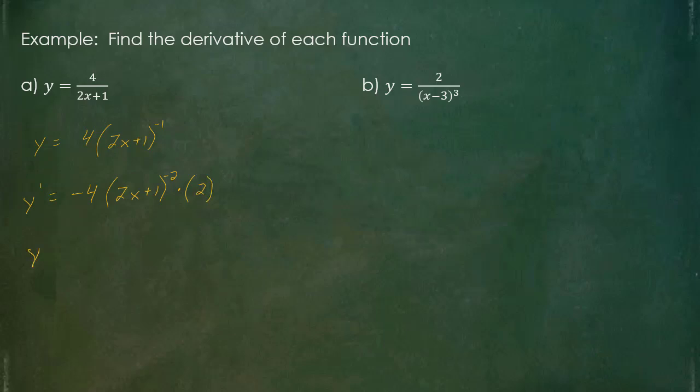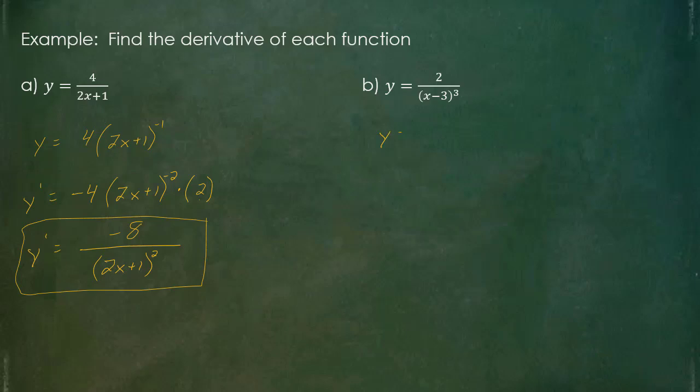So if I simplify, I've got a -4 times a 2 at the end to give me -8. And then I still have that negative exponent, so actually I'll go ahead and set this up because this is going to be a fraction. -8 would be in the numerator, and then the 2x plus 1 being raised to a positive power of 2 once I move it to the bottom would now be my derivative for that function.